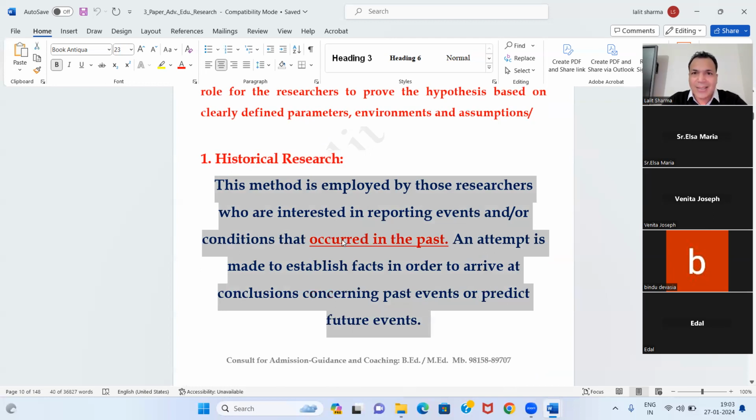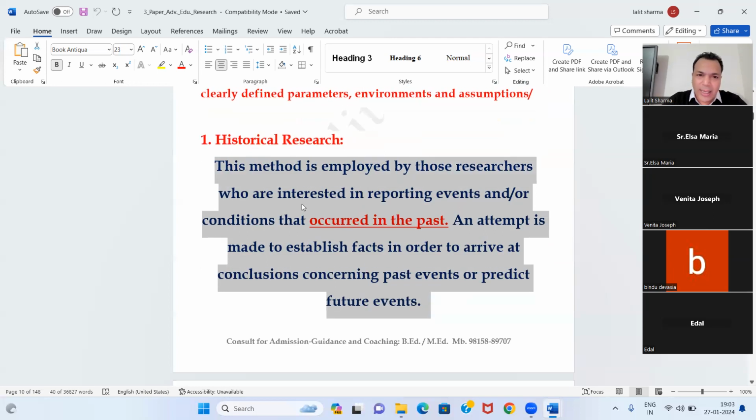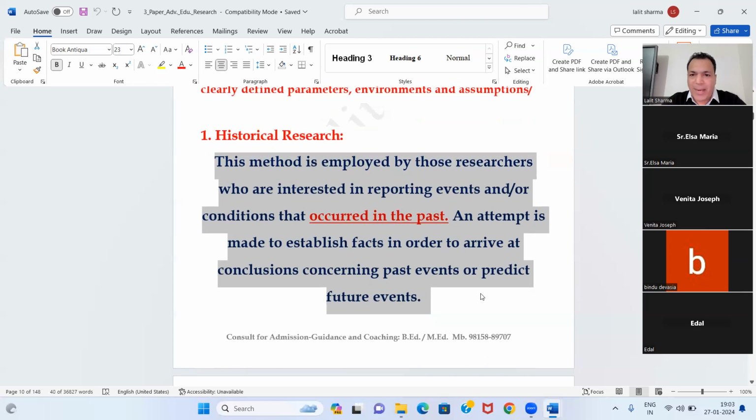work on whatever has occurred in the past. This method is employed by those researchers who are interested in reporting events or conditions that occurred in the past. An attempt is made to establish facts in order to arrive at conclusions concerning past events or predict future events. So clear हो गया आपको historical research या historical method? Research method एक ही बात है.